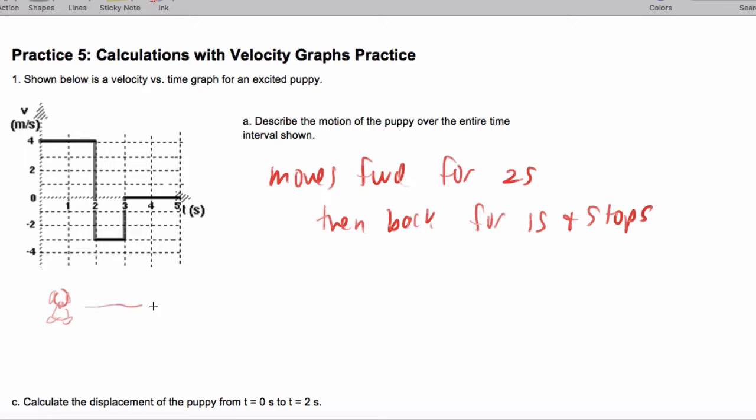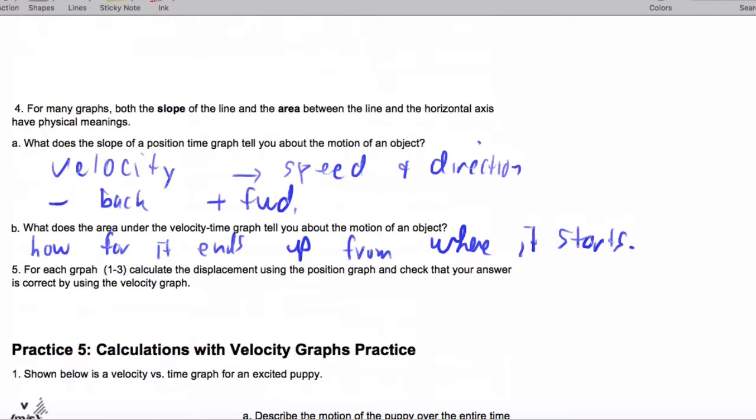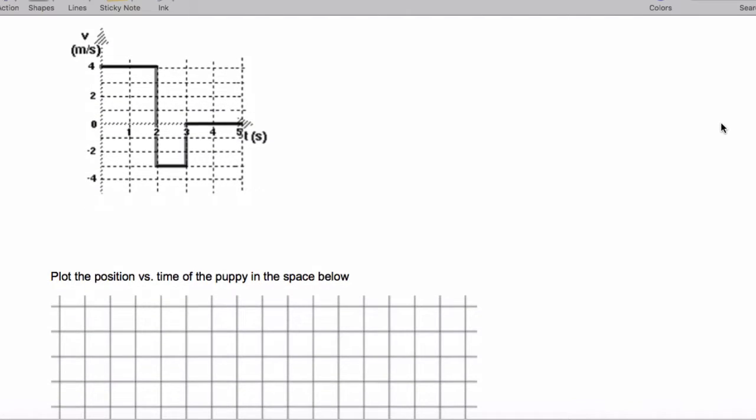So what ends up happening is that it runs this way, and then it's confused right here. It runs forward, and then you fake throwing it, and then it runs back and winds up here. And then it kind of just stops and looks at you, right here. Then when we calculate the displacement of the puppy, that's going to be the area. So that's going to be 4 times 2, which ends up being 8 meters. So that's the practice that we did in class. And I think that wraps it up pretty much.